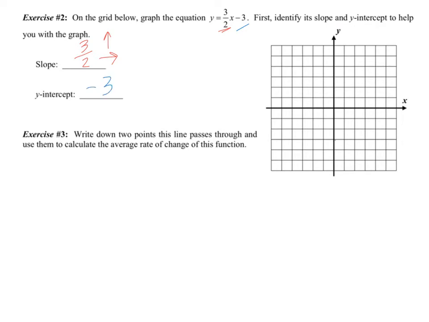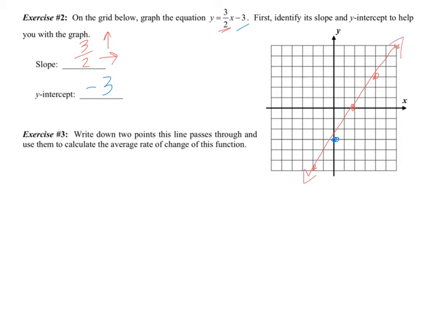So we always start with the y-intercept. That is our starting point. Then from there, we do our slope. Up 3 over 2, up 3 over 2. And you want to do as many as you can to fill up the coordinate grid.